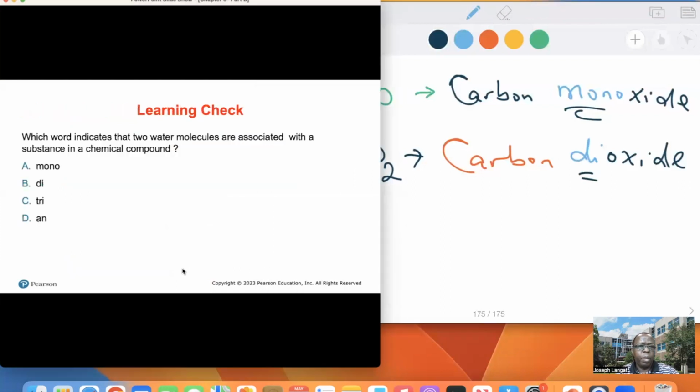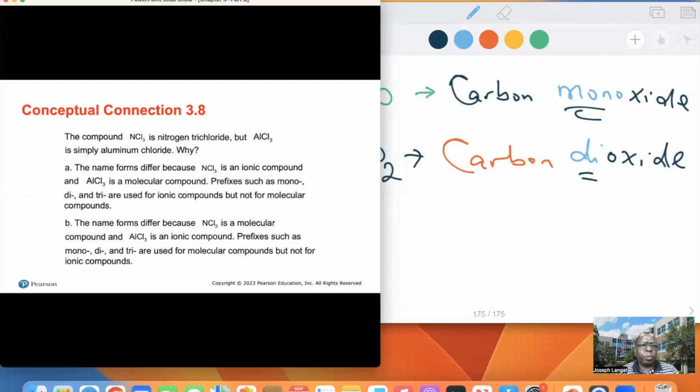Here is a learning checker: which word indicates that two water molecules are associated with a substance in a chemical compound? I think this is going back to a previous section on naming the hydrates, because it's talking about the water molecule associated with a compound, which has nothing to do with the molecular compound. This slide here was meant for the hydrates. Just take note of that. But nevertheless, it's the same prefix. We use di. That means we have two water molecules.